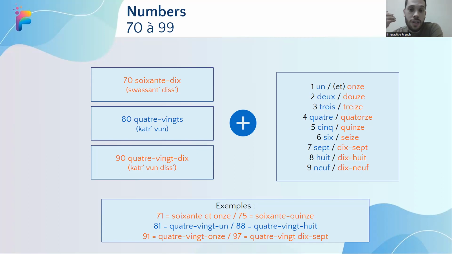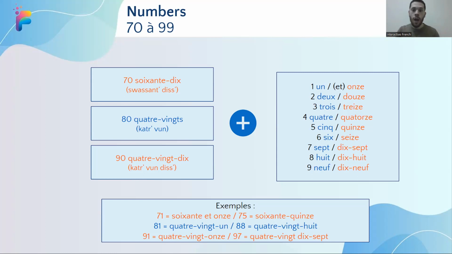So 70 would be soixante-dix. Now, if you want to say 71, remember with 21, 31, 41, we added the et. Similar thing here: 71, so 60 et 11, soixante et onze. And then it goes back to normal: 72, 73, 74, 75, 76, 77, 78, 79.